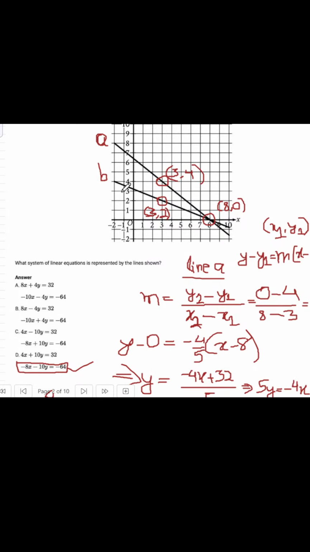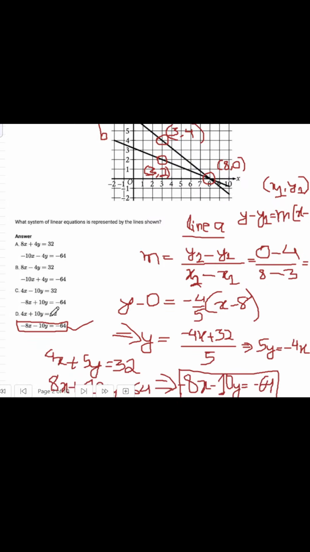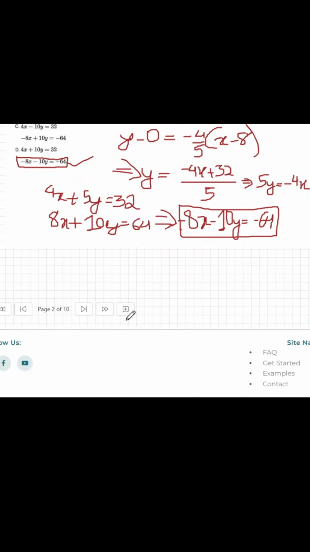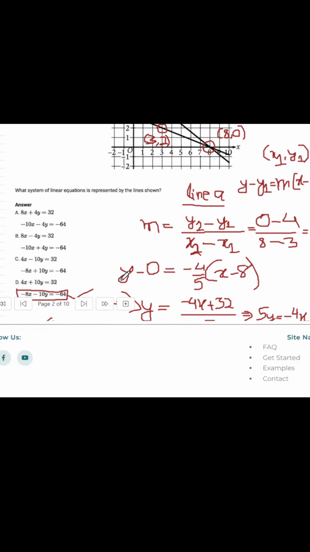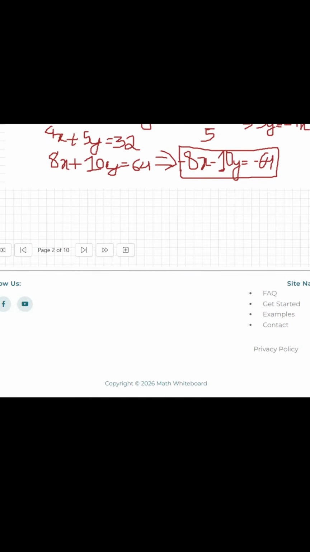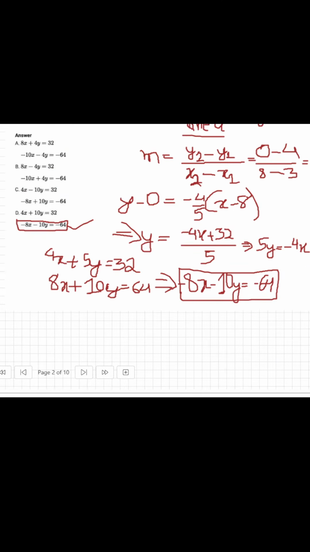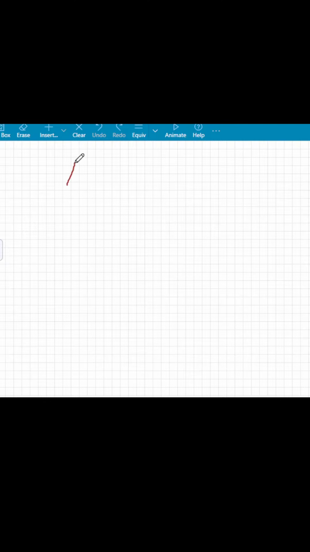But let us also find the equation for line B, and then we can be sure that it is option D. Okay, so let us do it for line B. We open a page here. Okay, so line B.